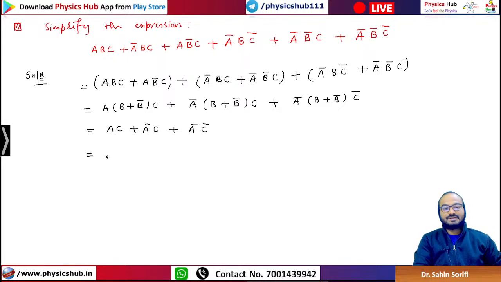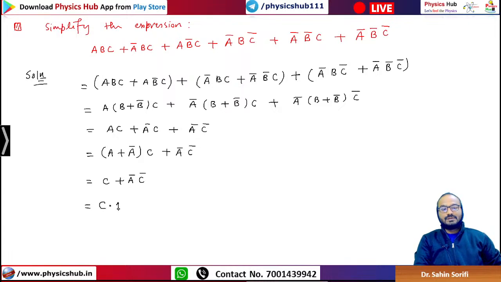Now again you can take C common, A plus A complement, times C, plus A complement. A plus A complement is 1, so this becomes C plus A complement. So it is like C into 1 we can write. Why have we written it? Because once you are able to write C into 1, what you need is A complement.